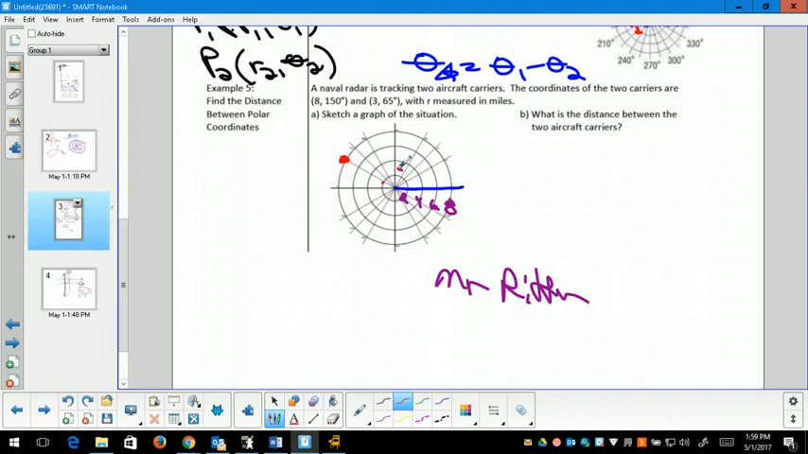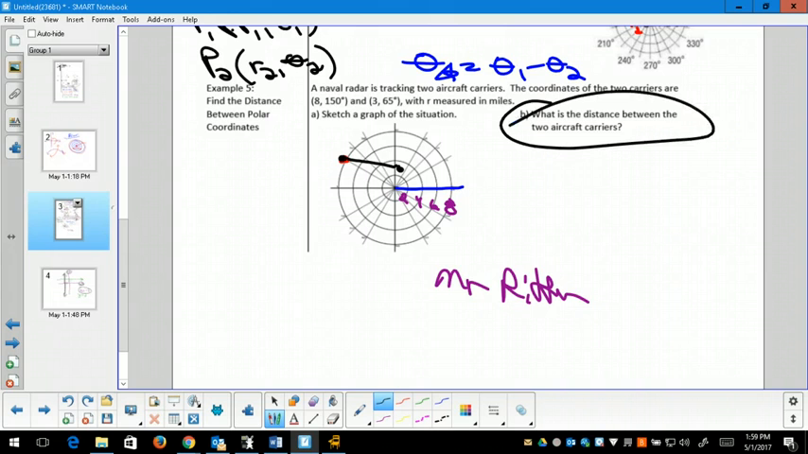So the 2 red points are where I've seen them on the radar. I want to know how far apart they are from each other. So I'm just going to use the distance formula for polar coordinates. Here's a sketch of the graph. Find the distance between those 2. See if you can do that.